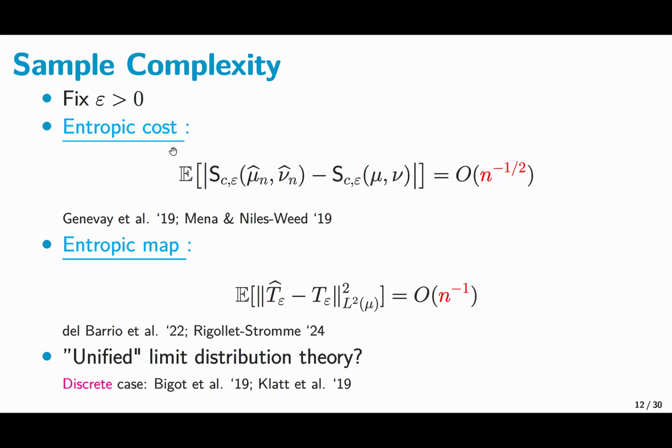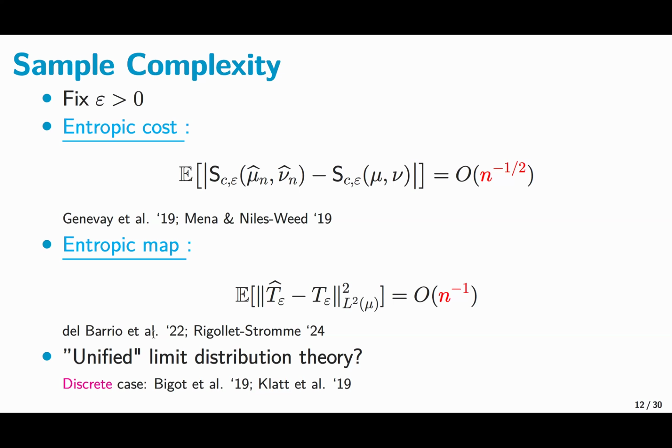Given these sample complexity results, the next natural question is to find asymptotic distributions of the entropic cost and entropic map and other quantities of interest for entropic OT. For the discrete case, where we have two discrete marginals, I think these two papers have already developed a satisfactory limit distribution theory for entropic OT. In the discrete case, you can always parameterize each marginal by a finite-dimensional vector, so everything is parametric. In that case, you can apply basically standard estimation machinery to get asymptotic distributions for cost and map and other things as well. But of course, this argument does not carry over to the more general case.